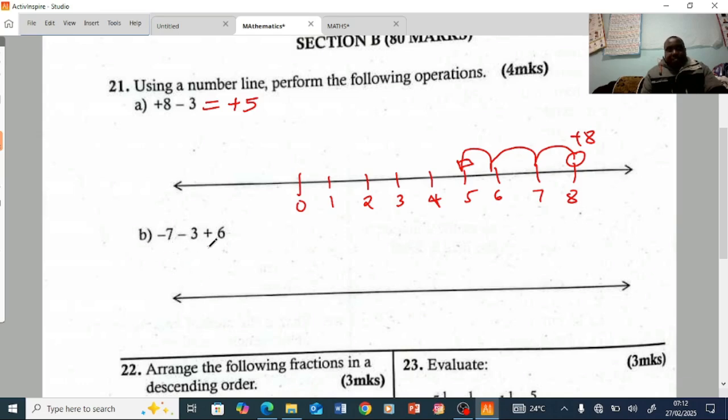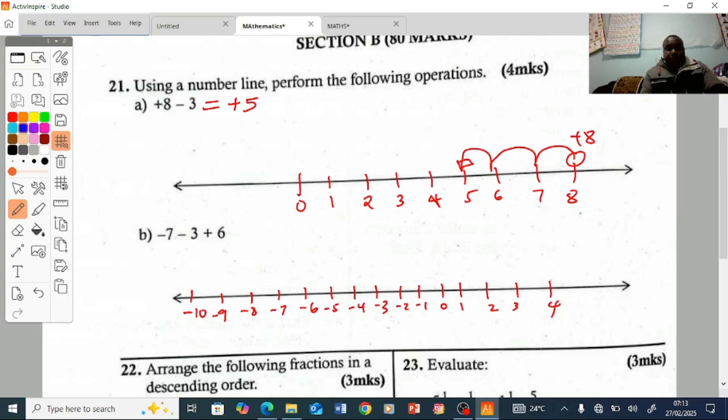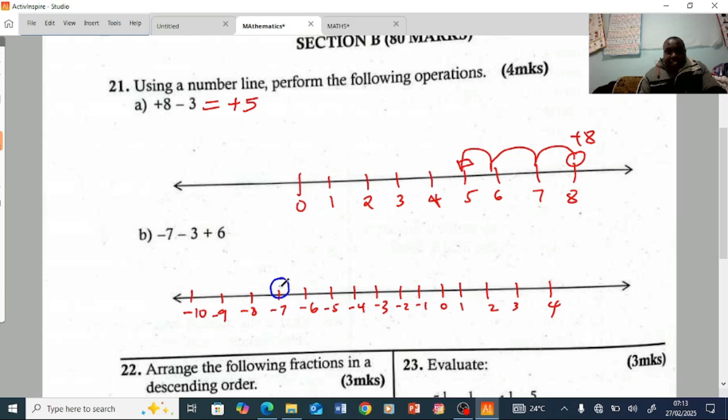Next, negative 7, minus 3, plus 6. So first, we will start on the number line at negative 10, negative 9, then 8, 7, 6, 5, 4, 3, 2, 1 is 0, 1, 2, 3, 4. So first we are at negative 7.